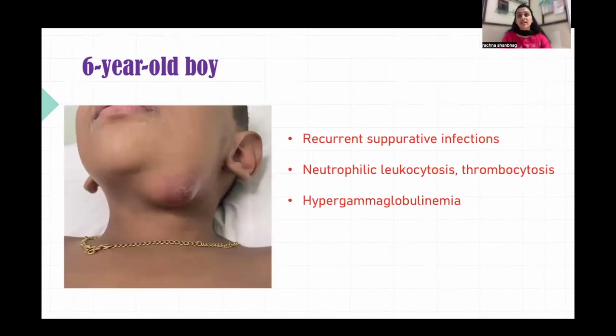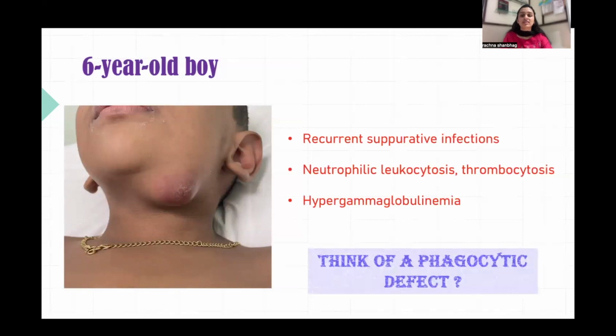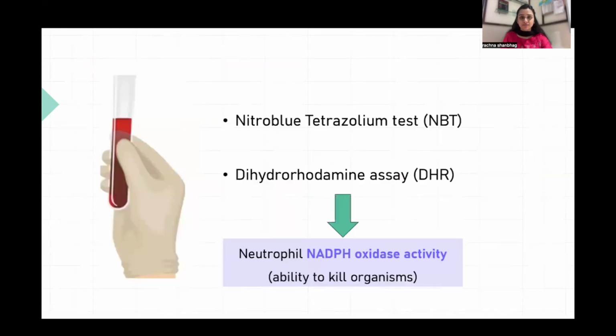On reviewing this case, we note that this child has had recurrent suppurative infections in the past. He has neutrophilic leukocytosis, thrombocytosis, and immunoglobulins are showing hypergammaglobulinemia. Whenever we see this pattern of presentation, one must think of a phagocytic defect. That is, a defect related to the neutrophils.